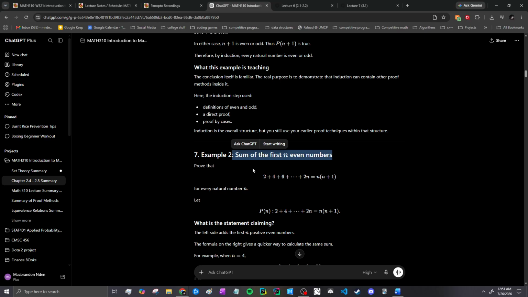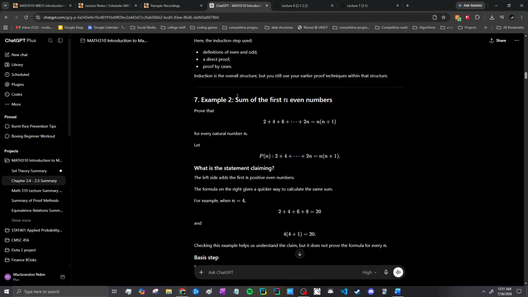Okay, so going forward, example 2: the sum of the first n even numbers equals n. Oh, I thought it's over 2, but let me see. What statement is this claiming? So let's say n is the first n even numbers. So the first 5 even numbers are 2, 4, 6, 8, 10.